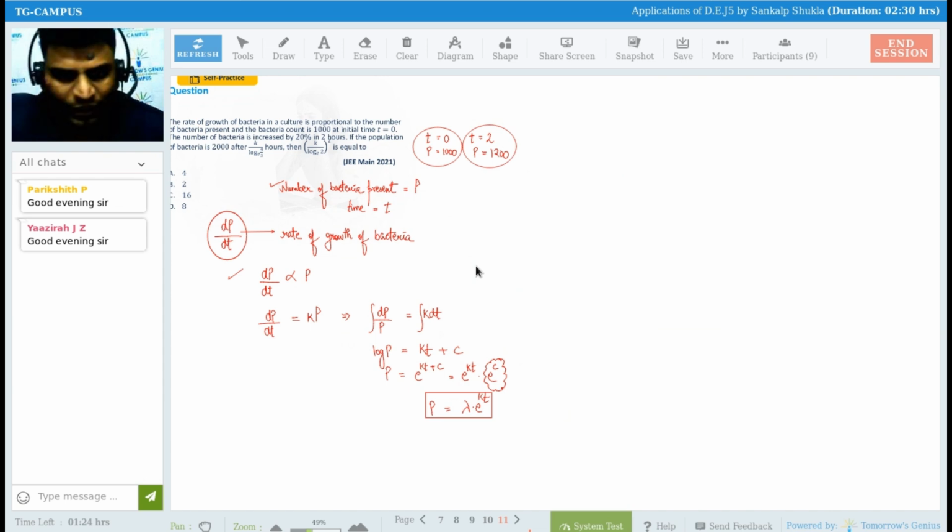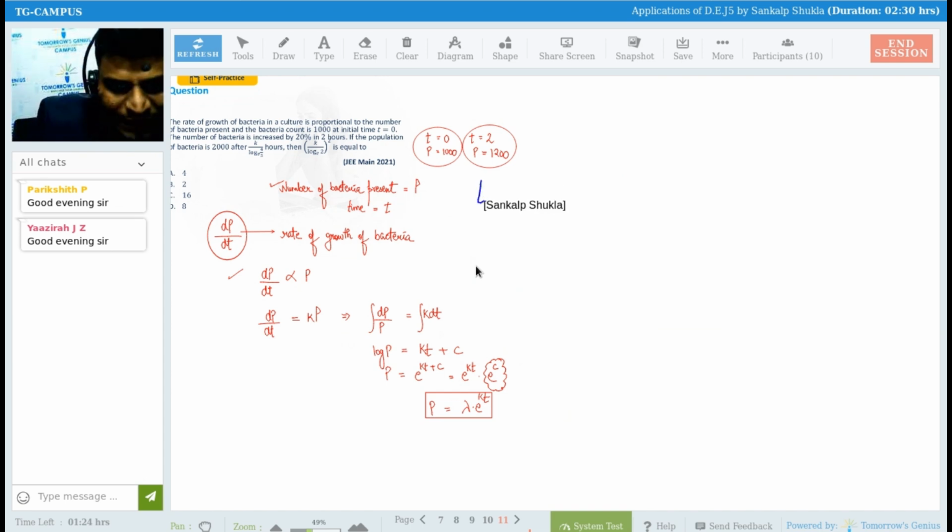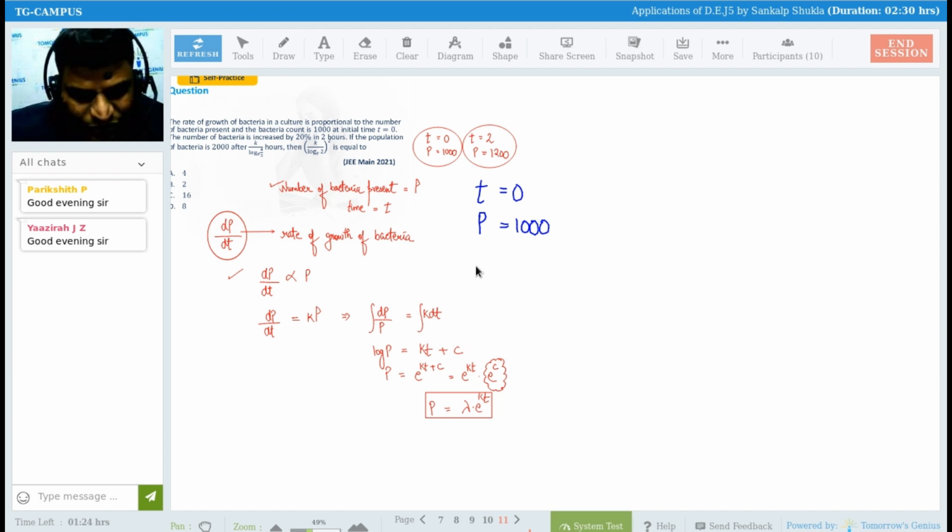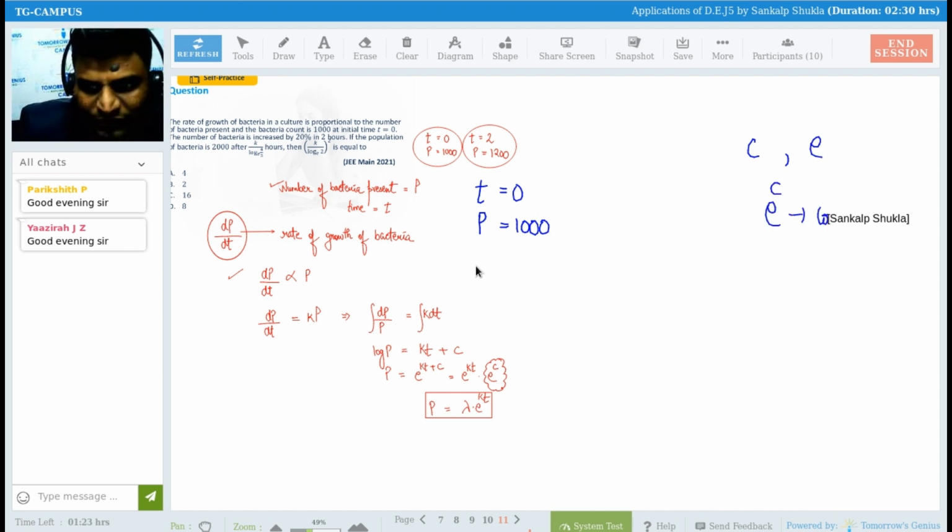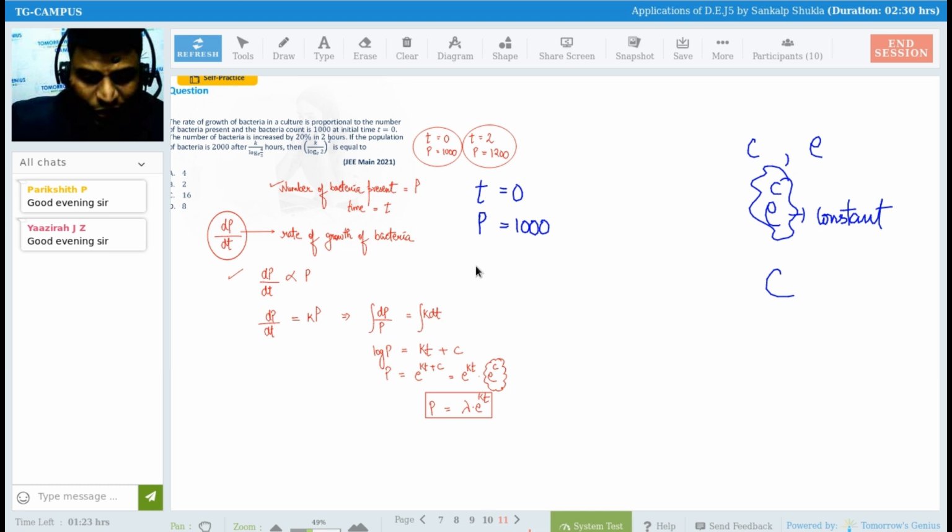Okay, now just put the values of these particular solutions. So when t is 0, p is 1000, right? So I'll be putting this. So what is lambda? See, p is e raised to the power kt into e raised to the power c, right? Because c is constant, because e is constant, so e raised to the power c will be another constant. It can be called as a whole constant, right? So I have removed this e raised to the power term and written as, oh, no, not c, written as lambda, a new constant.